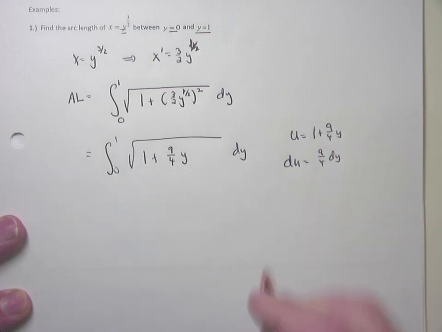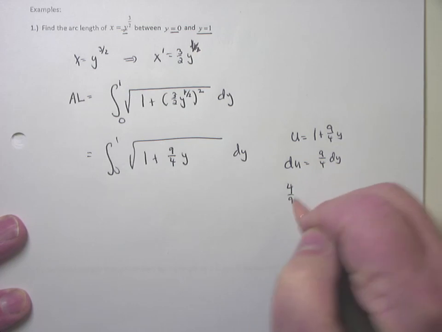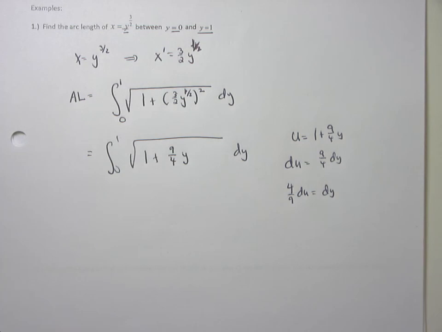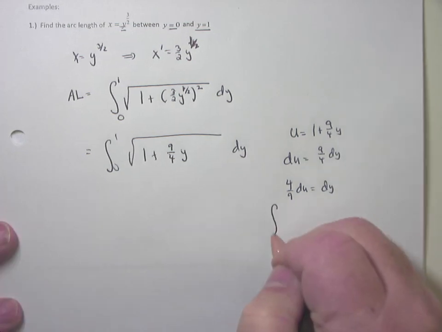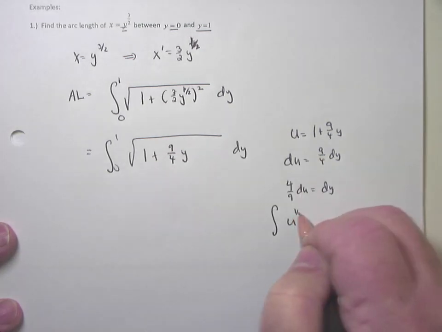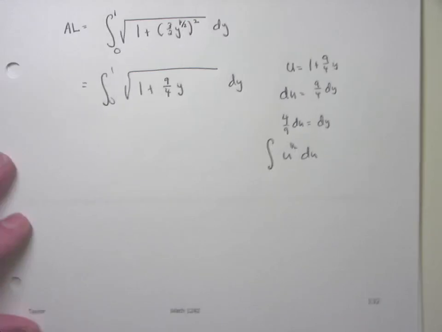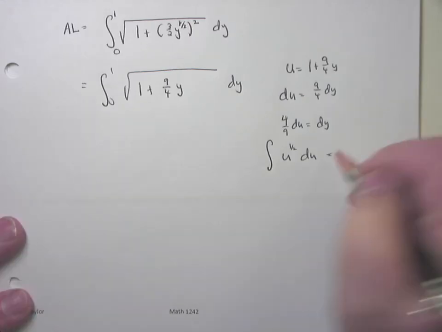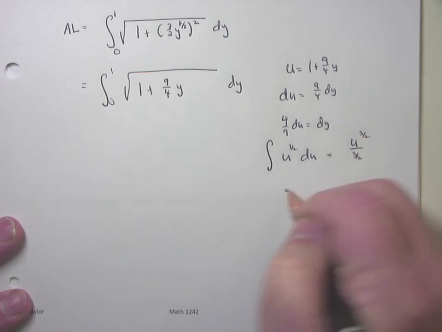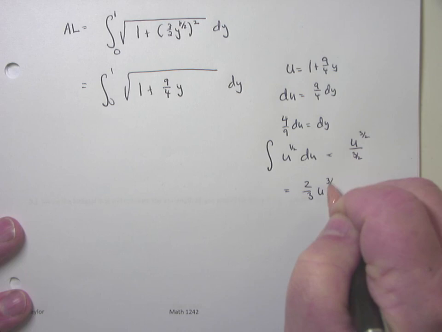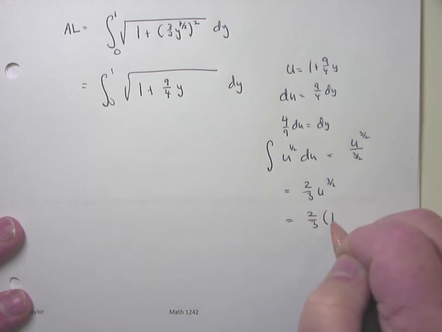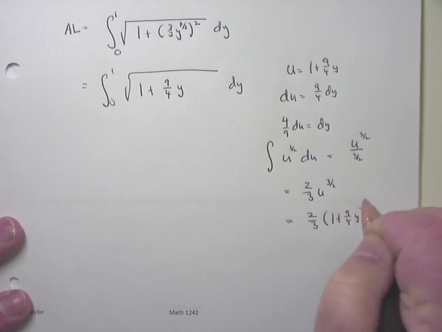I'm going to move my constant to the other side, so 4/9 du is equal to dy. I multiply both sides by 4/9. So when I substitute, this will turn into the integral of u, but I don't do square roots. A square root is a 1/2 power, du. Integrating this guy, add 1 over add 1, that'll be u to the 3/2 over 3/2. I'm going to clean it up. That becomes 2/3 u to the 3/2, and then I'm going to back substitute. This will be 2/3 of u, but u was 1 plus 9/4 y, to the 3/2.